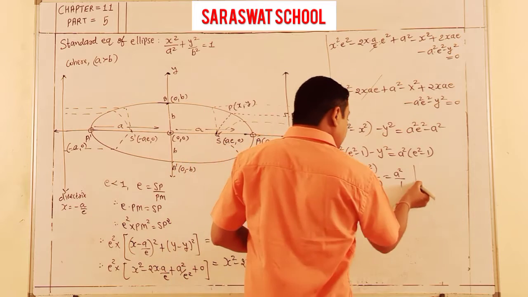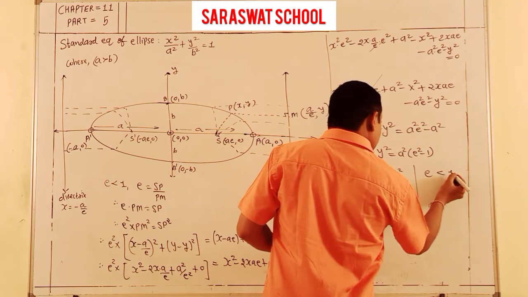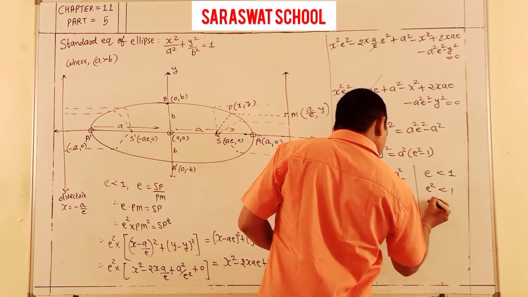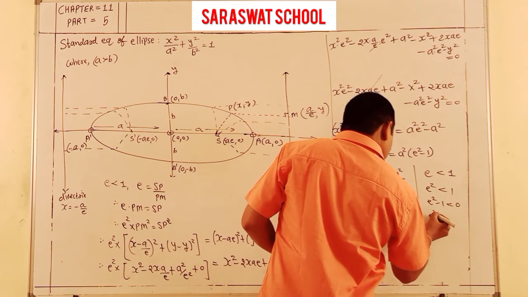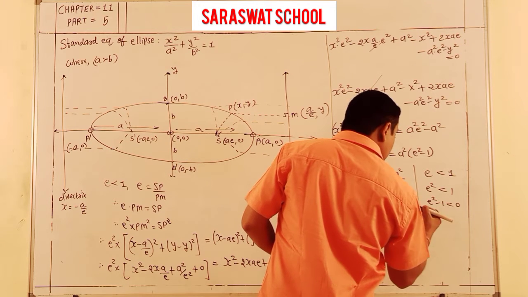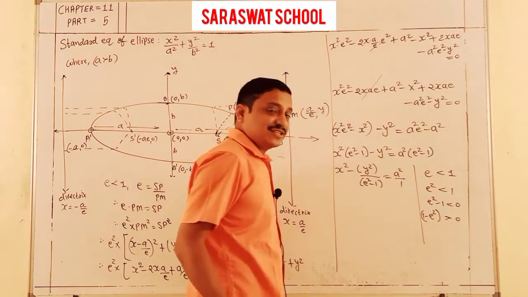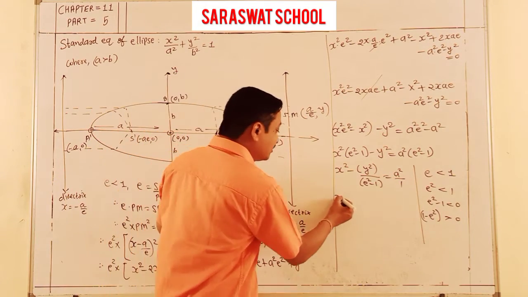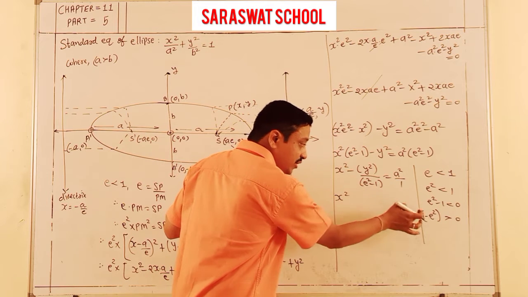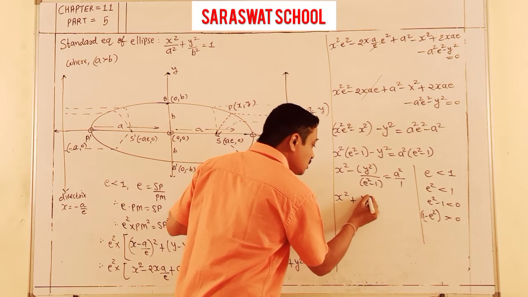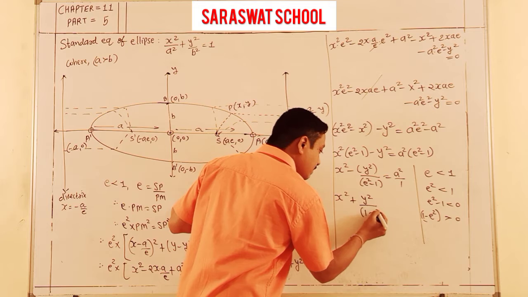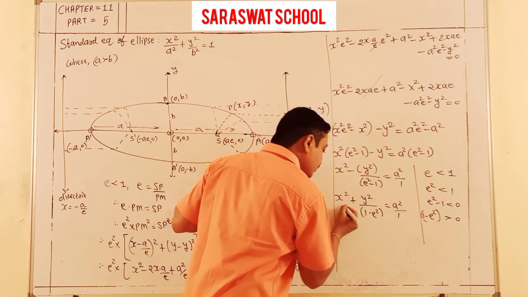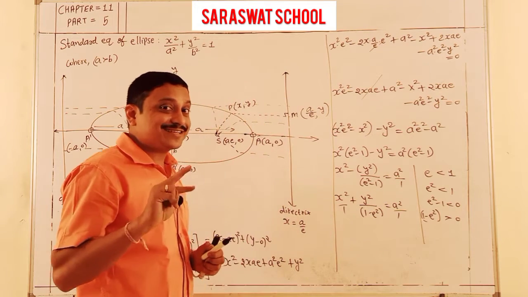But what is the condition? e less than 1. So e square less than 1, e square minus 1 less than 0, and I will never take it negative. So 1 minus e square greater than 0. Always you can take the positive values. That's why here this changes: plus y square by 1 minus e square by 1. Now divide by a square.